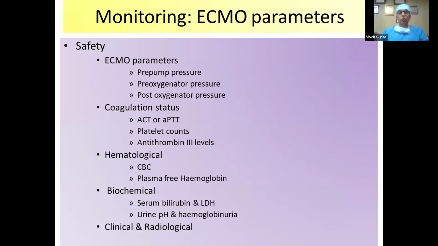We ensure safety by looking at adequate anticoagulation by checking ACT. Initially hourly, then we gradually increase the interval once the ACT is stable, keeping an ACT around 180, and we look at the hemoglobin. And for any hemolysis, we look at the plasma-free hemoglobin and for hemoglobinuria.